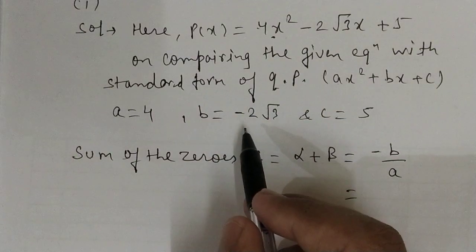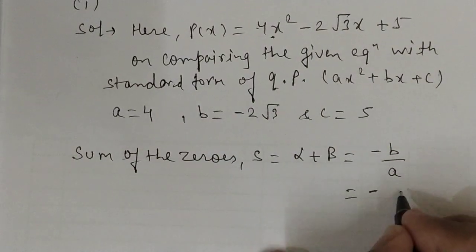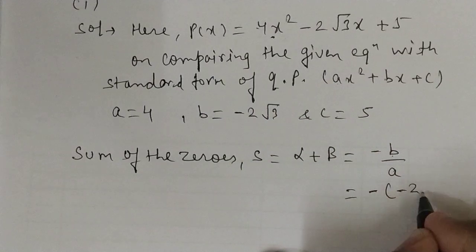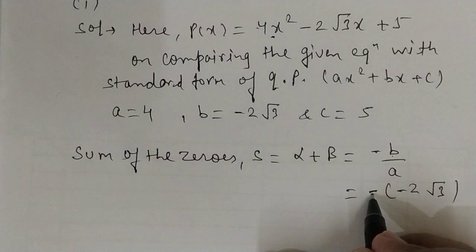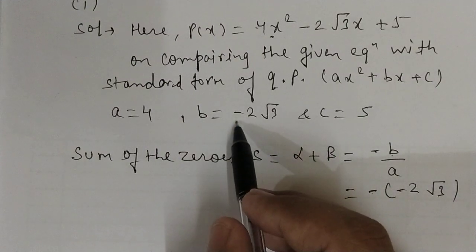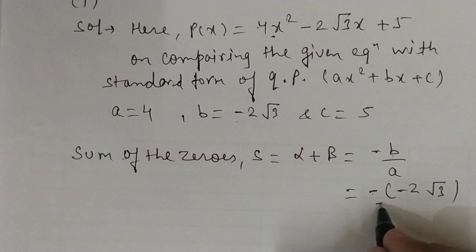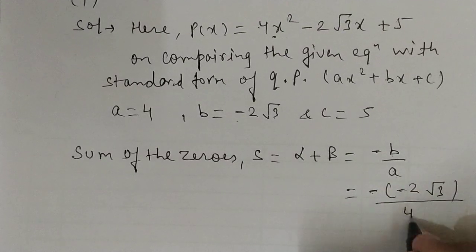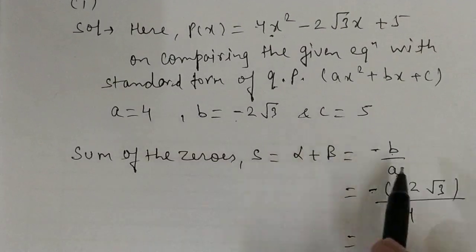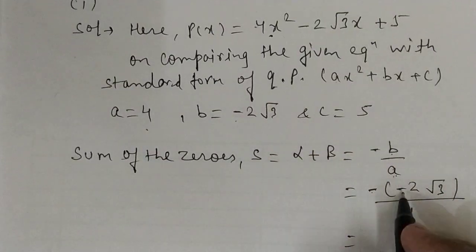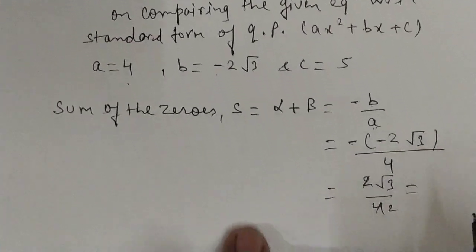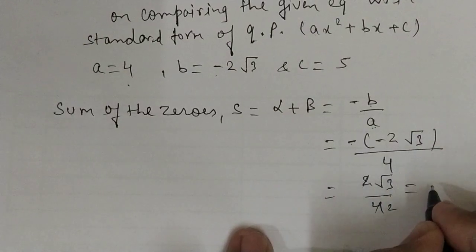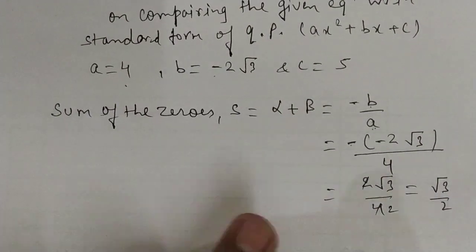So what is b here? Minus 2 root 3. This is the minus sign, and what is the value of b? Minus 2 root 3. So this minus sign I am writing outside, and here we also have the minus sign. So this minus minus becomes plus, and the coefficient of x square is 4, that is a. So I am replacing a with 4. Minus minus becomes plus 2 root 3 upon 4. When you cancel 4 by 2, you will get root 3 upon 2. So this is the sum.